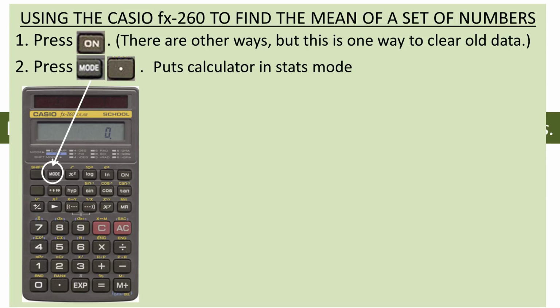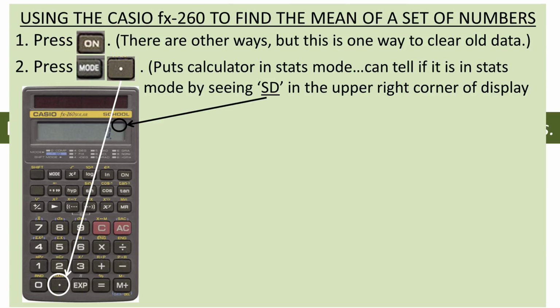Then you have to put the calculator in its stats mode. And the way you do that is you press the MODE key followed by the period or the decimal point. That puts the calculator in stats mode. Now you have to be sure you're actually in the stats mode before you start, and the way you can do that is to look up in the upper right hand corner of the calculator display, and if you don't see SD in that upper right corner, you're not in stats mode. But if you press MODE period or MODE decimal point, that will put you into stats mode. But it's a good idea to glance up in the upper right and make sure you see that SD. Okay, now you're in stats mode.